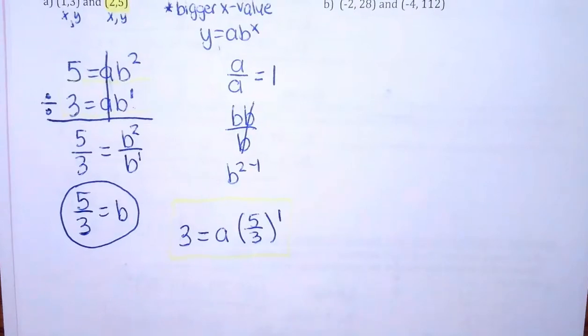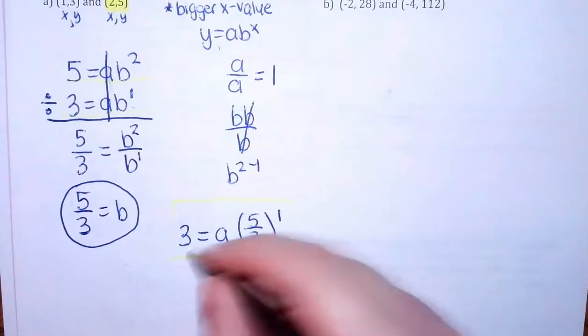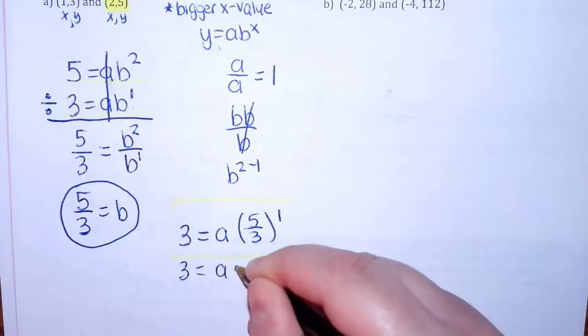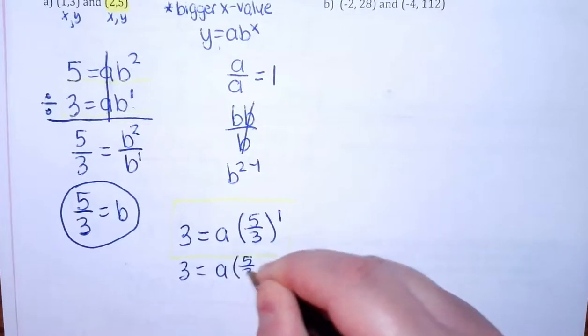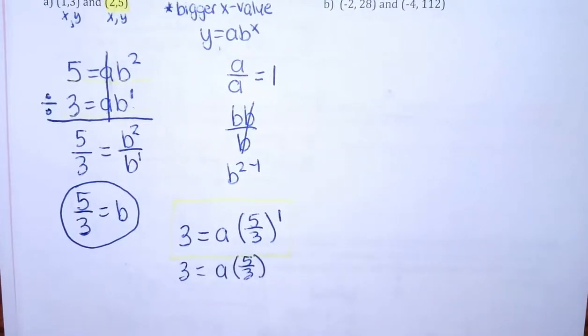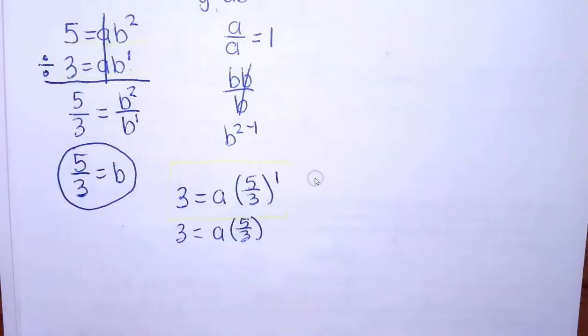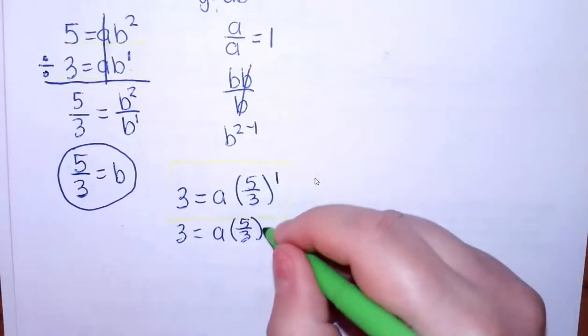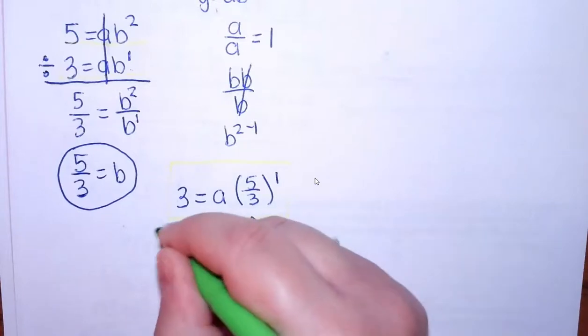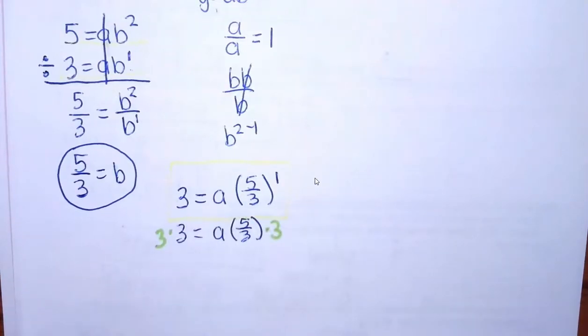Now anything to the first power is going to stay that number. So 5/3 to the first is going to be 5/3. There's a couple ways you could do this. What I'm just going to do really quickly is get that 3 out of the denominator. You could multiply by the reciprocal. I'm just going to do this in 2 steps real quick. I'm going to multiply by 3.